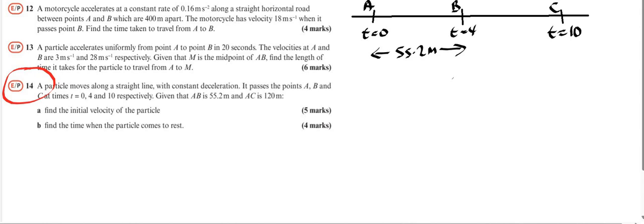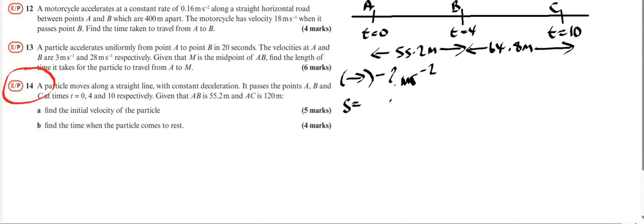So if we subtract that, it's 64.8 meters from B to C. Now it's moving in this direction, so that's our positive direction, and it's moving with negative deceleration, but we don't know what that is.